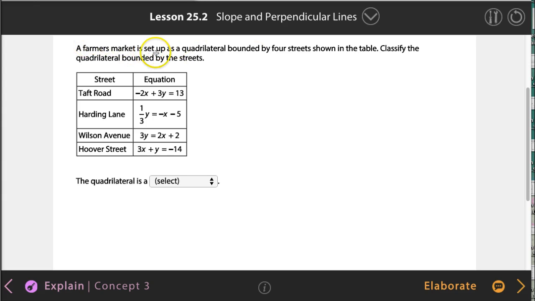It says a farmer's market is set up as a quadrilateral. Just so you know, quadrilateral means shape with four sides, right? That means it could be like a square, a rectangle, a parallelogram, trapezoid, so many different shapes with four sides, right? It could be a kite. And it's bounded by four streets shown in the table. Classify the quadrilateral bounded by the streets.